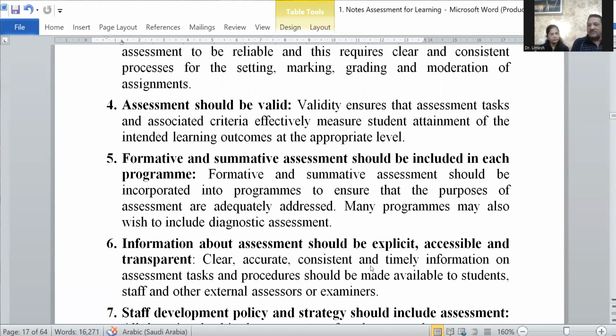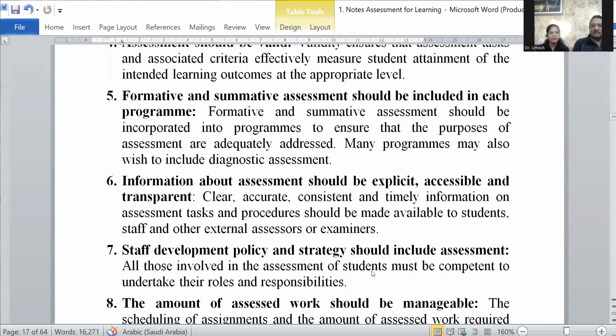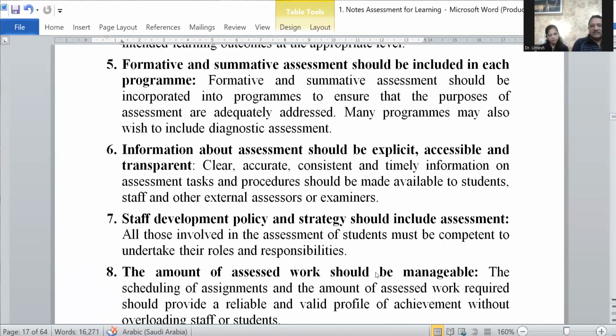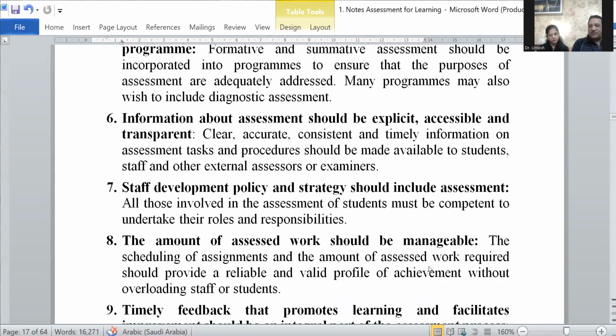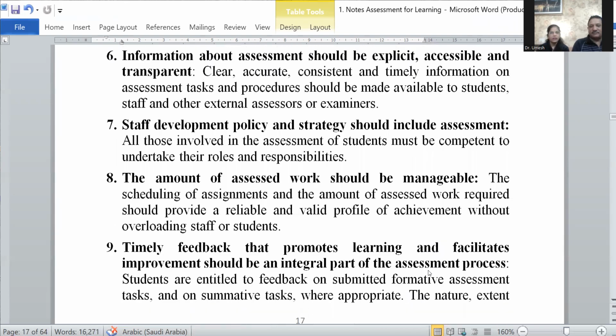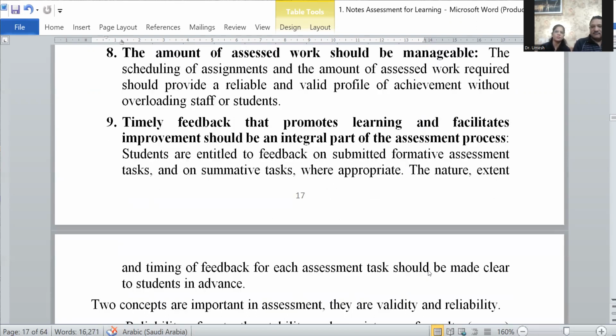Explicit का अपोजिट होता है implicit, जो कि बिल्कुल एकदम सिकुड़ा हुआ. Explicit में पूरा विस्तार पूरा complete, accessible and transparent. Next, staff development policy and strategy should include assessment. And 8th point is the amount of assessed work should be manageable. The next, timely feedback that promotes learning and facilitates improvement should be an integral part of the assessment process.